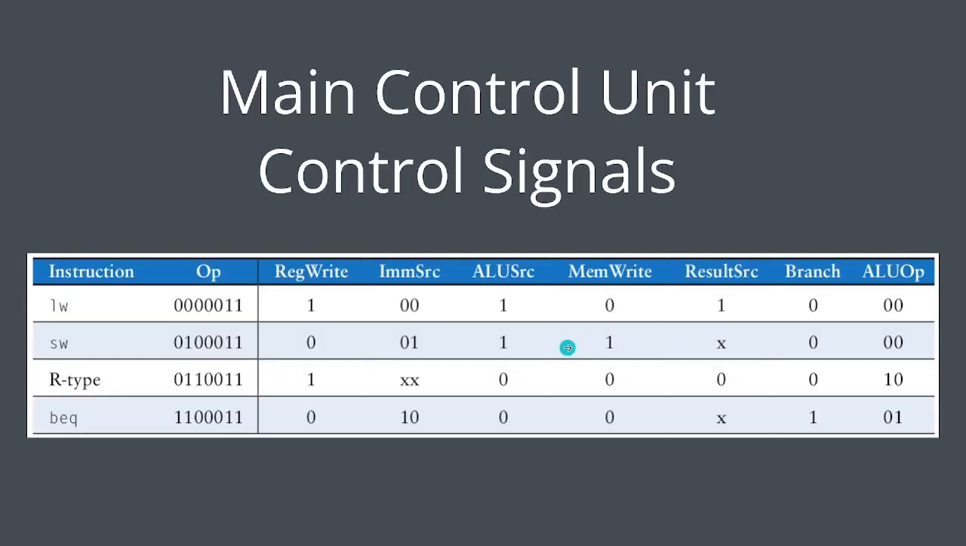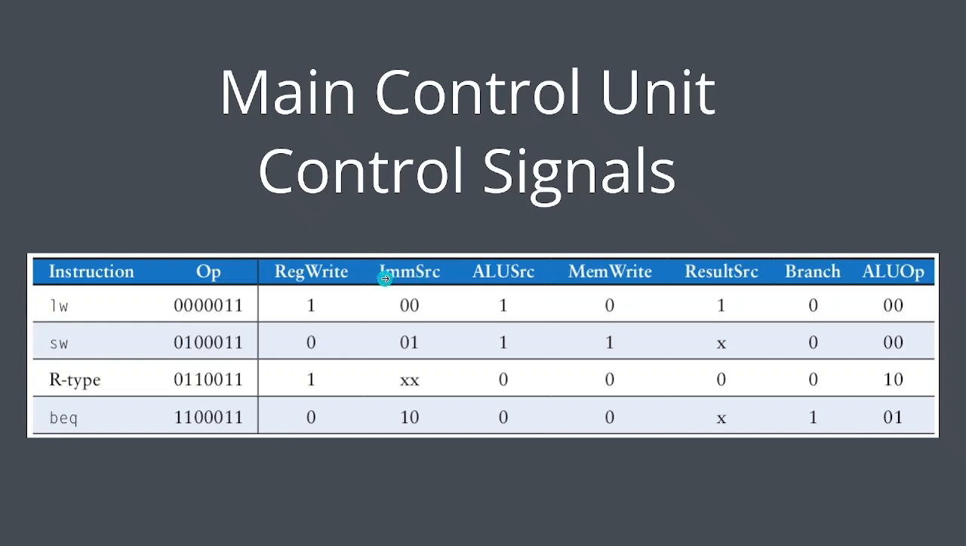Let's break down the control signals generated by the main control unit. Each signal plays a crucial role in directing the operation of the processor, and understanding them is key to our design. First up is RegWrite. This signal enables writing data back to the register file. If the instruction requires the CPU to store a result in a register, this signal will be activated, allowing the register to be updated with new data.